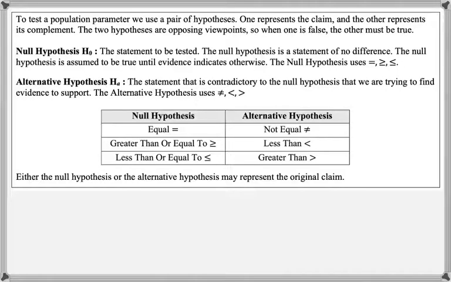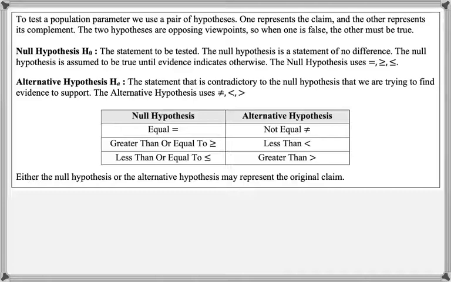To test a population parameter, we use a pair of hypotheses. One represents the claim, and the other represents its complement. The two hypotheses are opposing viewpoints, so when one is false, the other must be true.